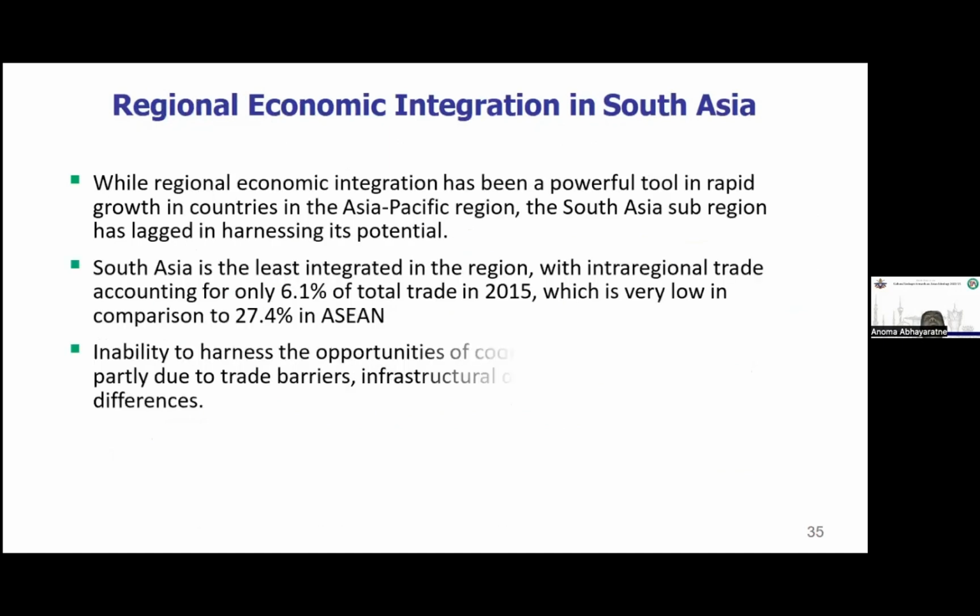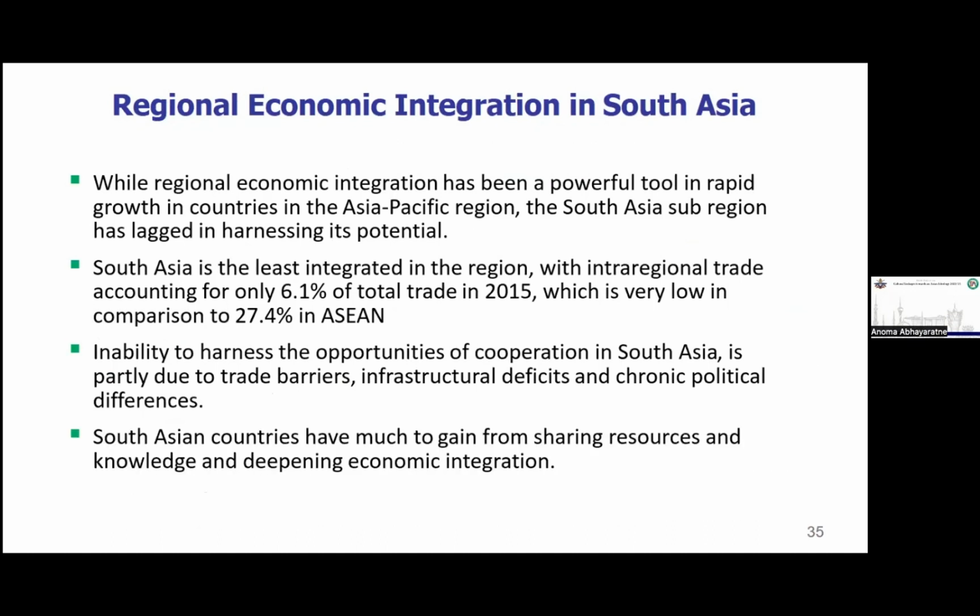Now the time is 5 to 4. Okay, we continue with regional economic integration in South Asia. By now we know that regional economic integration is a powerful tool for rapid growth, but it was true in the Asia Pacific region, while South Asian countries are not very good at getting all the benefits of that integration.